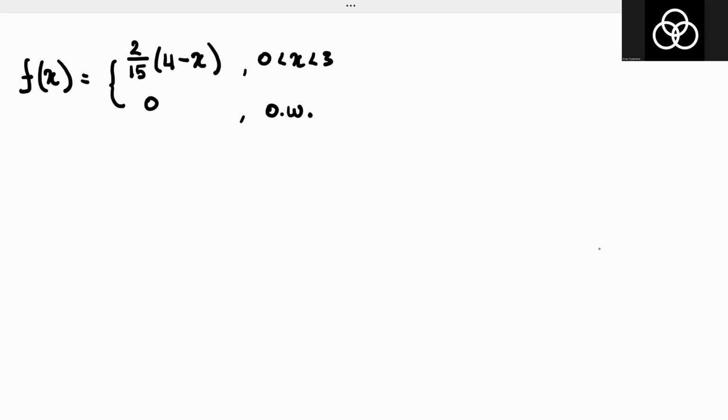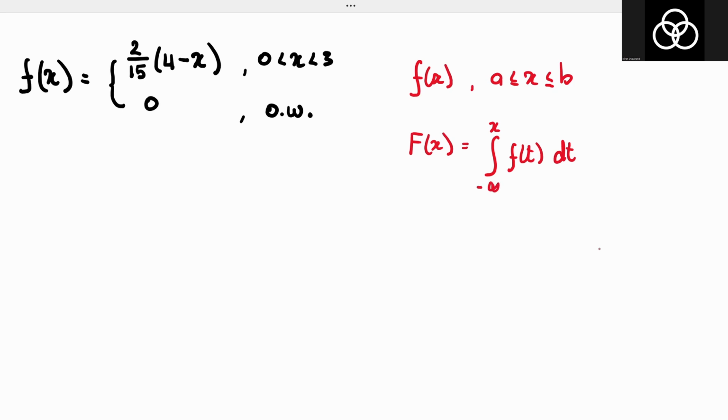Okay, so we have this PDF here, right? And what I'll do is show you how we go from the PDF to the CDF. So let's say we have a probability density function on some interval AB, right? The cumulative density function, you could think of it as the integral of the probability density function, and I'll just put a dummy variable. So instead of x, I put t, between x and minus infinity here. This is the definition of our CDF.